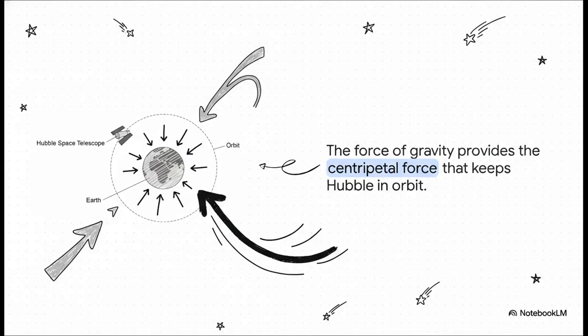The secret is that Hubble is moving incredibly fast, but sideways. So as gravity pulls it down, its forward speed means it constantly misses the Earth. This constant inward tug from gravity is what we call the centripetal force, and it's what bends Hubble's straight path into a circle, an orbit. Think about swinging a ball on a string over your head. The string is constantly pulling the ball inwards, right? That's what keeps it going in a circle. For Hubble, gravity is the string.